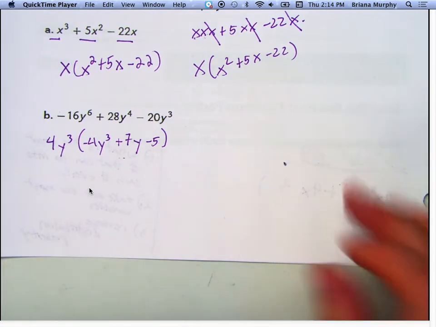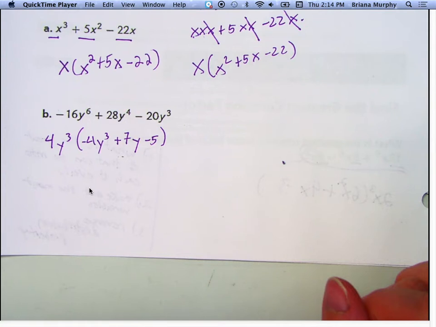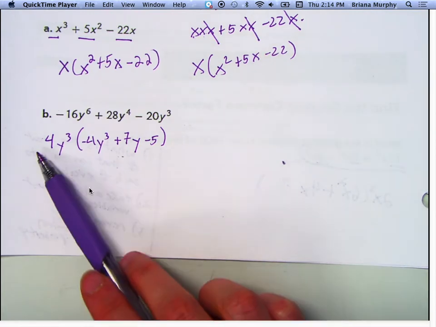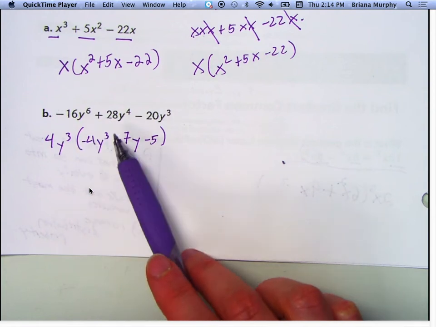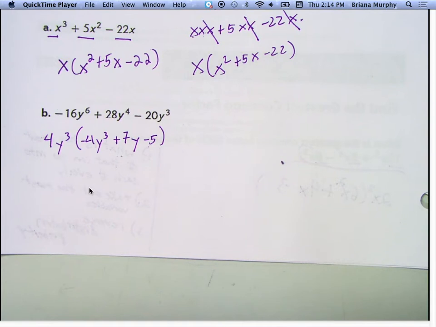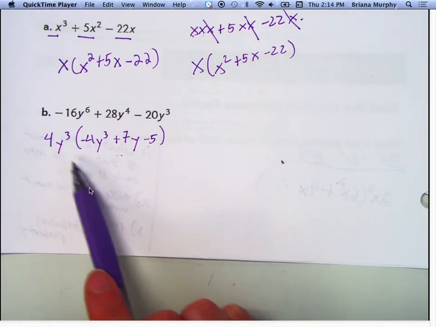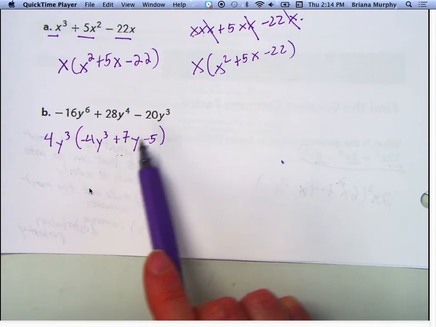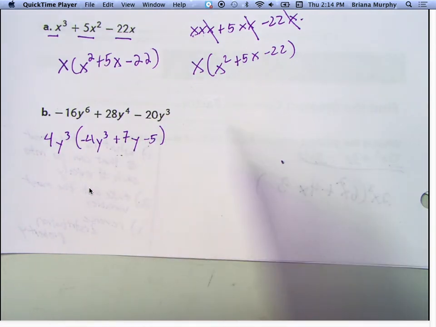Do you want to see what it looks like if I pull out a negative 4y to the 3rd? I'm just going to say it out loud then. What would happen if you pulled out a negative 4y to the 3rd is all of these would change signs. This would be positive, this would be negative, this would be positive. That's the only thing that would change. Would you change the first sign too, like on the outside? Yes. So it'd be negative 4y to the 3rd times 4y to the 3rd minus 7y plus 5.